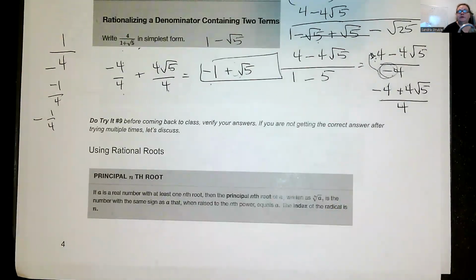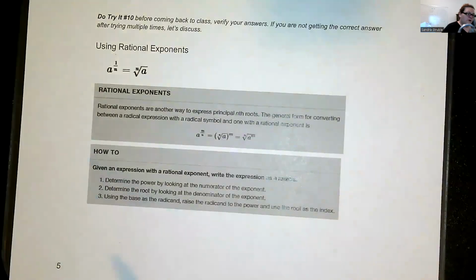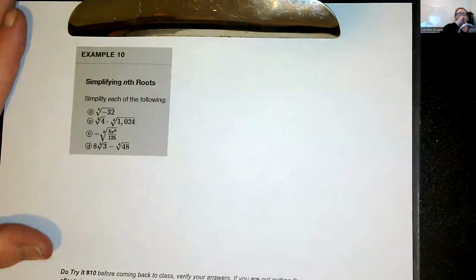Principal nth root. If a is a real number with at least one nth root, then the principal nth root of a, written as the nth root of a, is the number with the same sign as a that, when raised to the nth power, equals a, and the index of the radical is n. All right. Well, what the heck does that mean? Well, let's look at some examples.